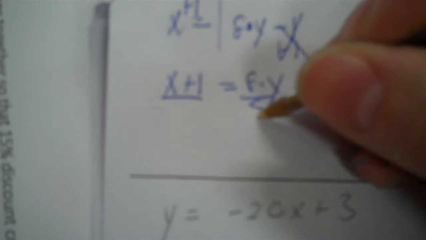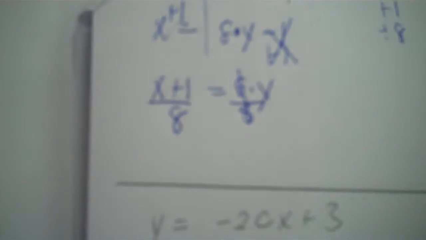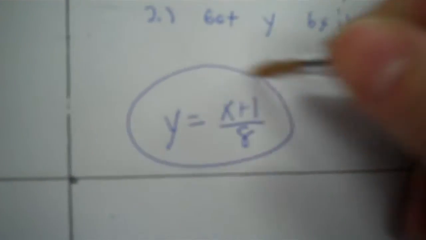It's not 1x. 1x means x times 1. When you plus 1, you just leave it plus. Now you divide both sides by 8, and that means the entire side by 8. So there we go. Y is by itself. It equals x plus 1 over 8, the quantity x plus 1 over 8.